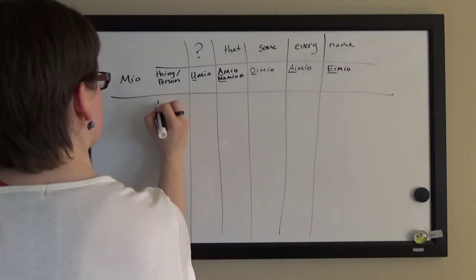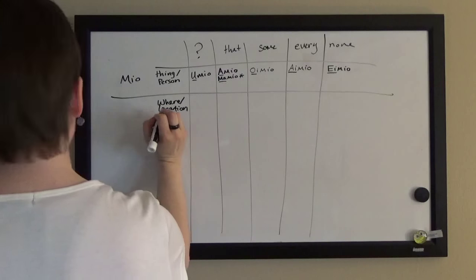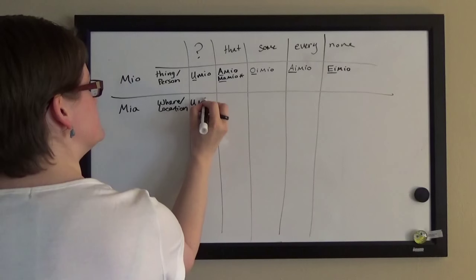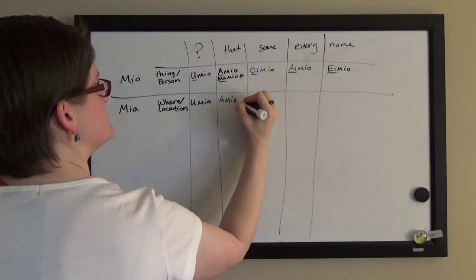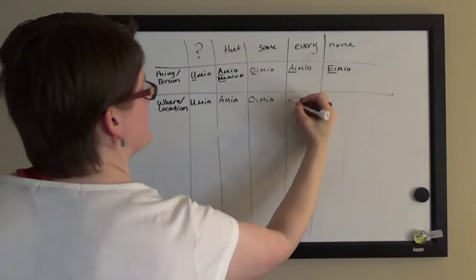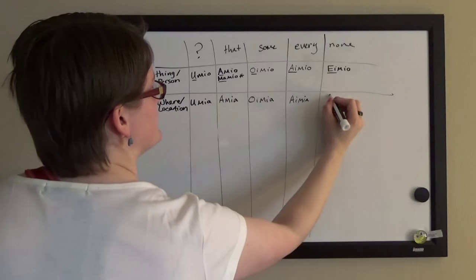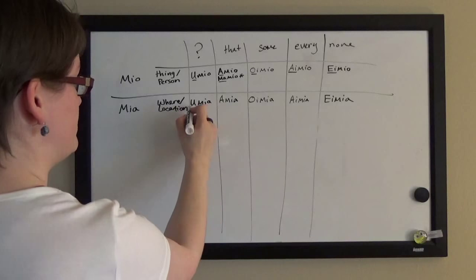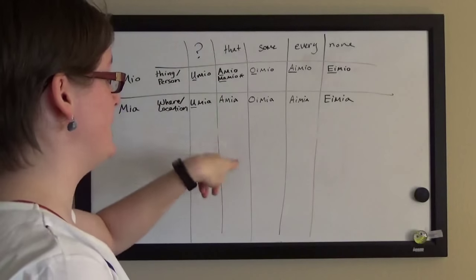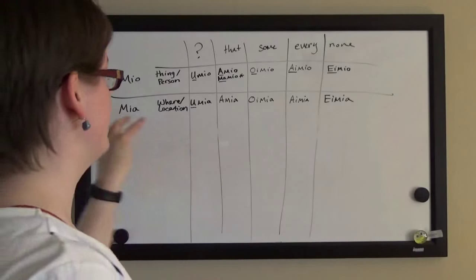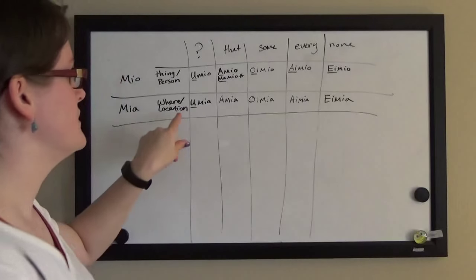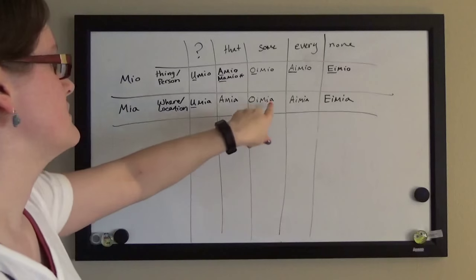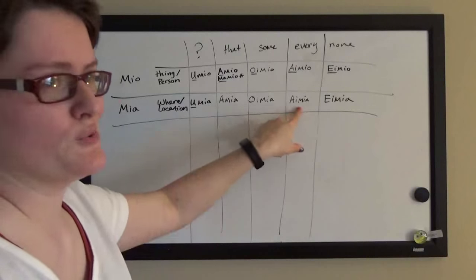What about for where, or a location? The location word is mia. So you'll have umia, amia, oimia, aimia. Okay, so you just remember what the prefix is for a question, or that, this, some, every, none, and then you have your location prefix. So, where, question, like what location? Umia, where? There, somewhere, everywhere, and so on.